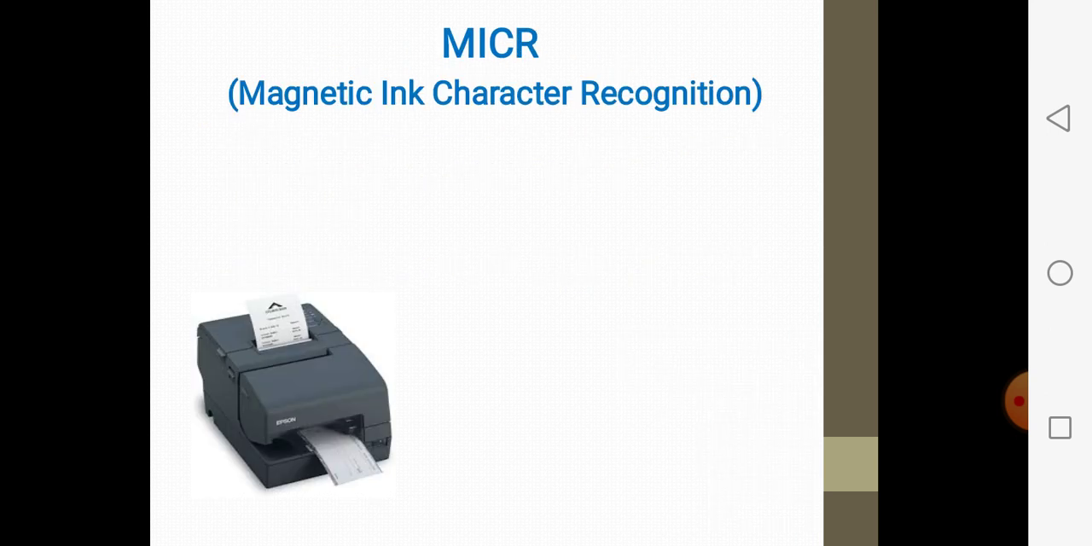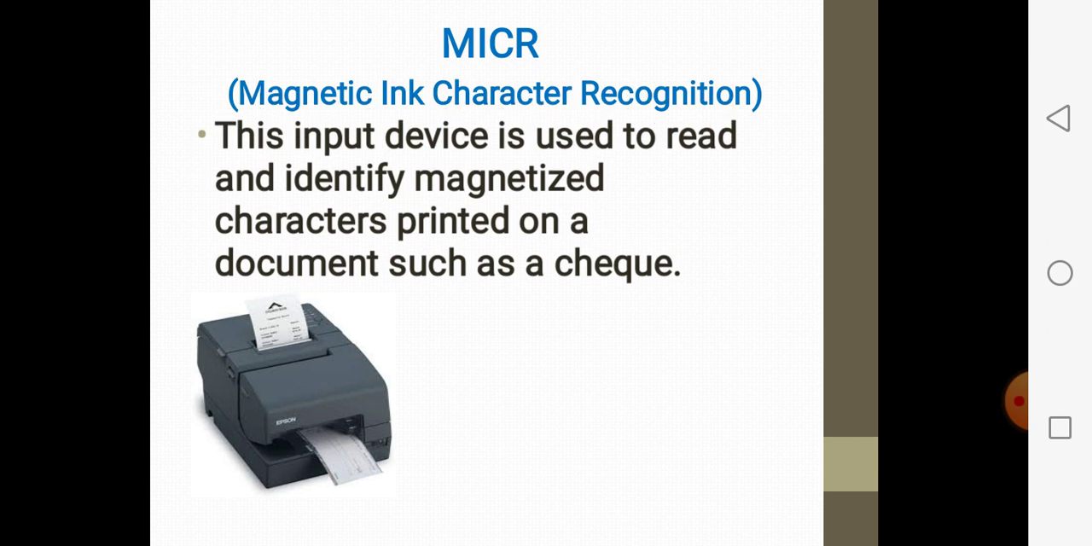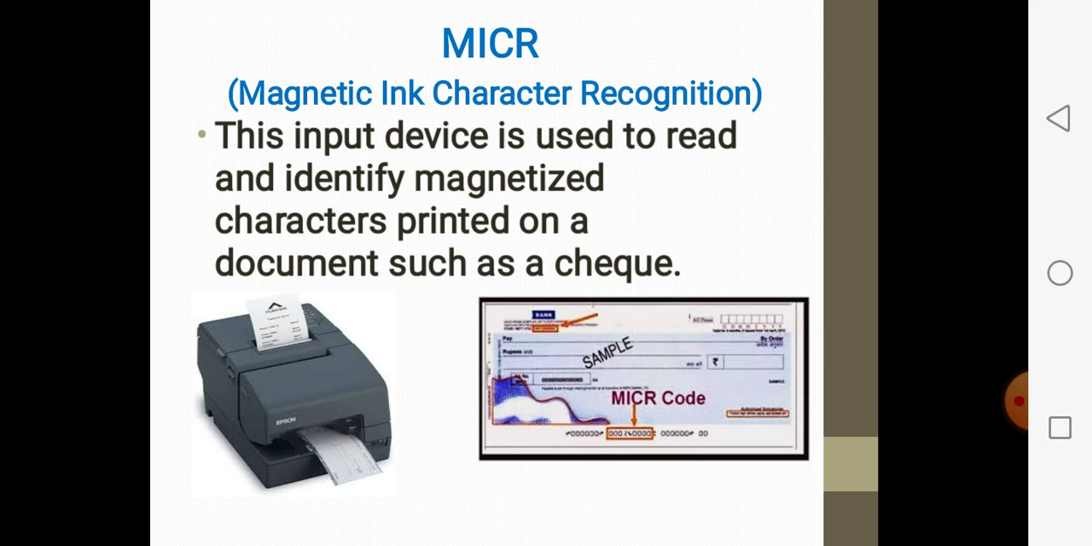Now see MICR, magnetic ink character recognition. This input device is used to read and identify magnetized characters printed on a document such as a check. Not only checks, but other documents also you can recognize. Okay. So here is one sample of that MICR code. I zoom that code. See here. Characters are given on your check like this, and it will be inserted this way from the downside, and your check will be transferred. So this magnetic ink character recognition MICR machine is used as the input device to read and identify the magnetic characters. Okay.